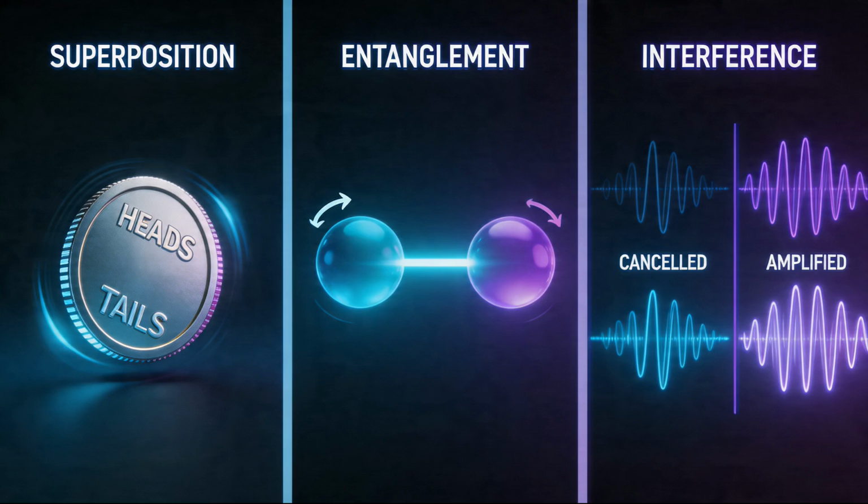The third is interference. Quantum algorithms are designed to make the paths that lead to wrong answers cancel each other out, like waves interfering and going flat, while the paths that lead to right answers reinforce and amplify. When the algorithm runs, you measure at the end, and what remains is overwhelmingly likely to be the correct answer. These 3 properties, superposition, entanglement, interference, are what give quantum computers their potential power. They are not magic, they are physics, and they are real.